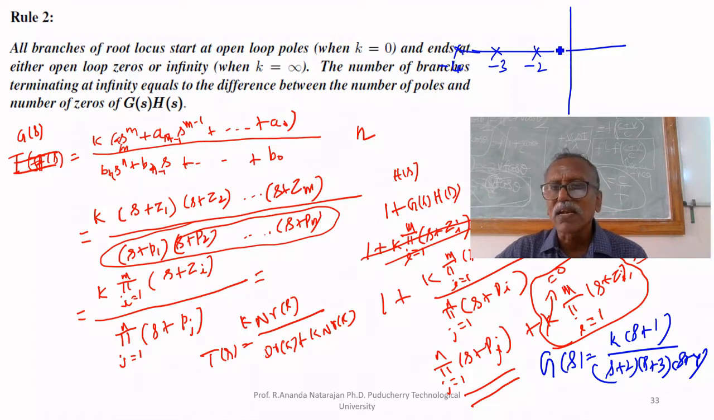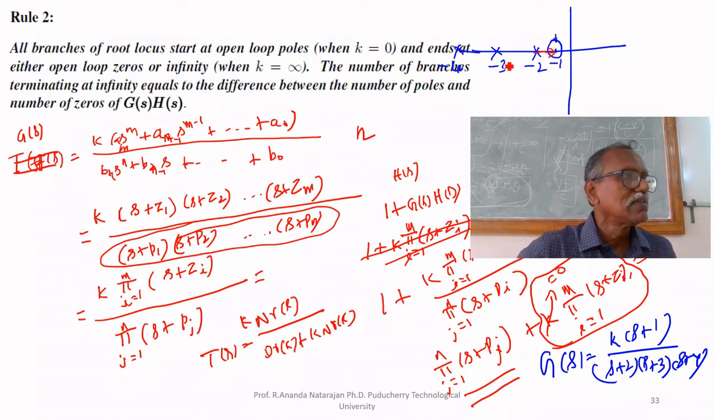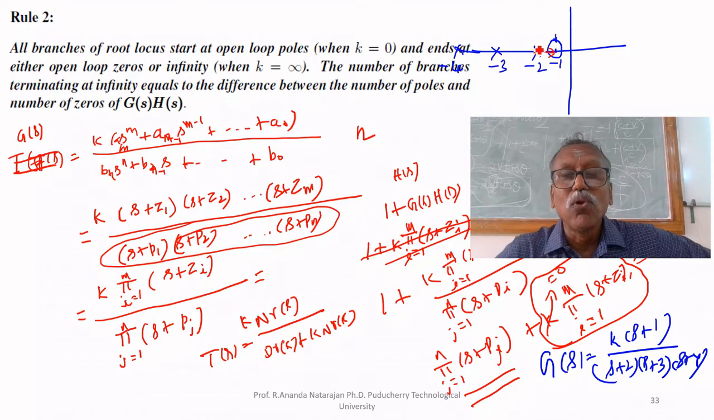One zero is there. Where? Here at minus 1, one zero is there. One of the branches will end here. So it may be like this: it starts here and ends at minus 1. One branch will end at minus 1. Remaining branches will go to infinity. Totally how many branches? Only 3 branches. One ends at minus 1. The remaining 2 will go to infinity. So I know this by rule. I know this root locus. They will meet each other at some point. Then one will go up, another will go down.